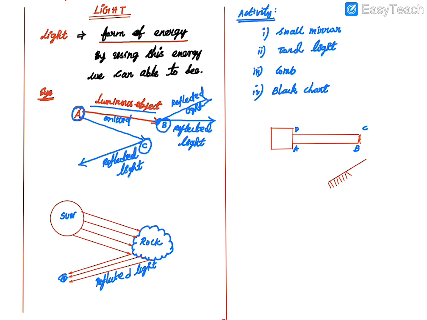This kind of shape will come. Am I right? This is one comb I have taken, and here one source, a torchlight. So from here I have taken the torchlight. Here I covered it using a black colour chart. I just covered this portion fully.